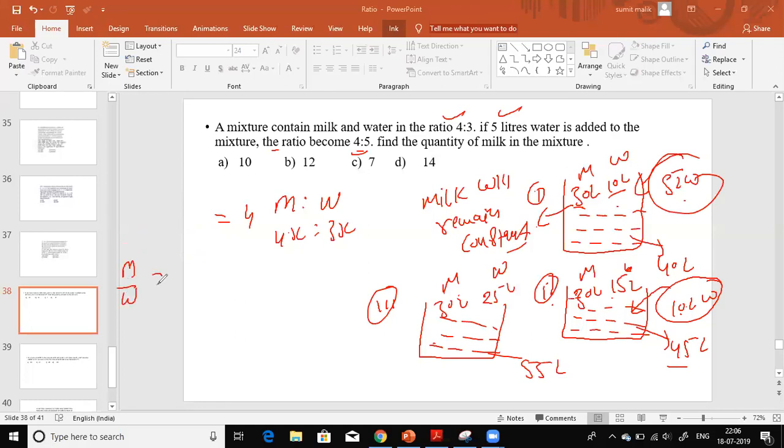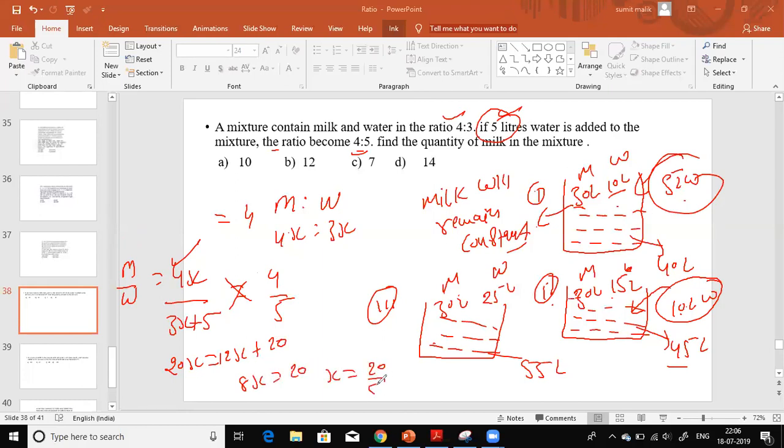Original milk and water is 4x, 3x. And now what am I adding? 5 liters of water, because milk will remain the same. And the new ratio becomes 4 to 5. Find the value of x. 20x is equal to 12x plus 20. 8x is equal to 20. X is equal to 20 divided by 8. That is equal to 2.5.